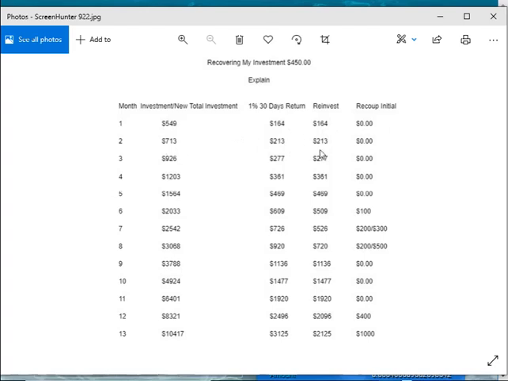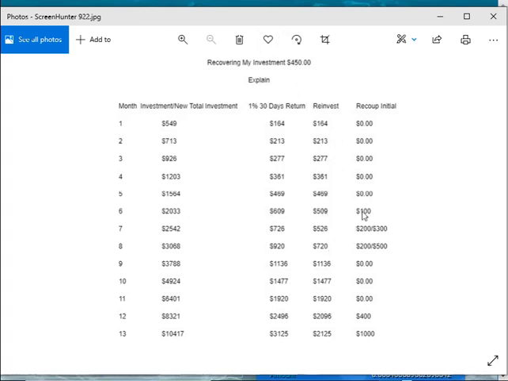I'm going to reinvest it. I'm going to do that all the way through month 6. After month 6, I will have $2,542 working for me. I will make $726 in that month. I will only reinvest $526, taking out $200 of my initial investment. I'm sorry.